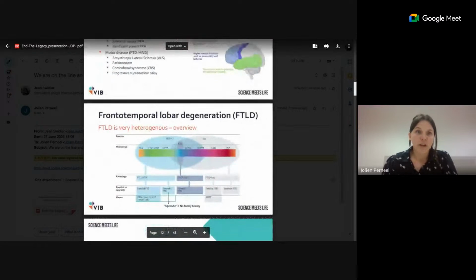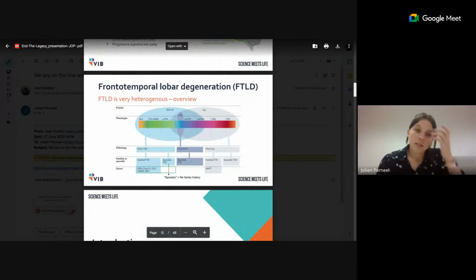And if you would put everything on one slide, it would look like this. So on top, you can see different proteins that can accumulate, which, as we discussed, may cause a spectrum of disease symptoms. And maybe you can already see the problem here, which is that there's a lot of overlap, which means that during life, it is very difficult to know which protein is accumulating inside the brain of patients.